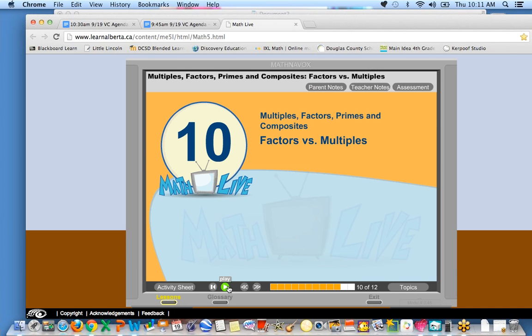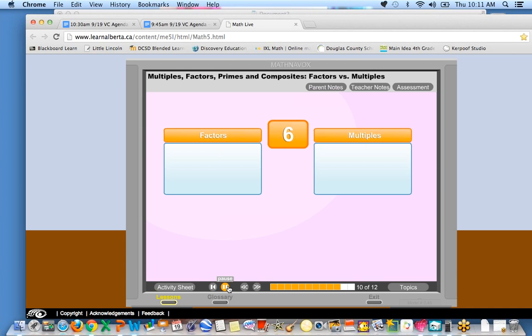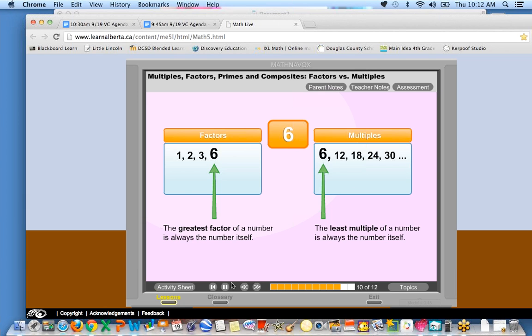Factors versus multiples. Here's a way to remember the difference between factors and multiples. Let's look at number 6 as an example. The factors of 6 are 1, 2, 3, and 6. The greatest factor of a number is always the number itself. The multiples of 6 are 6, 12, 18, 24, 30, and so on. The least multiple of a number is always the number itself.